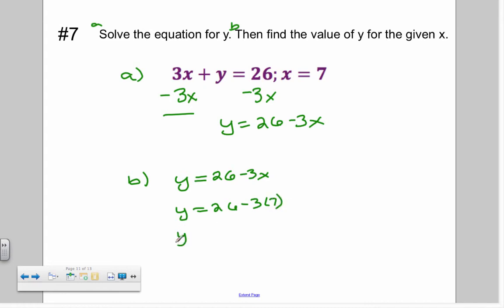Okay, and then I do my multiplication. 3 times 7, that's 21. So I have 26 minus 21. And lastly, I'm going to subtract. 26 minus 21 is 5. So when I solve for y, I get y equals 26 minus 3x. When I plug in 7, I find that y is 5.